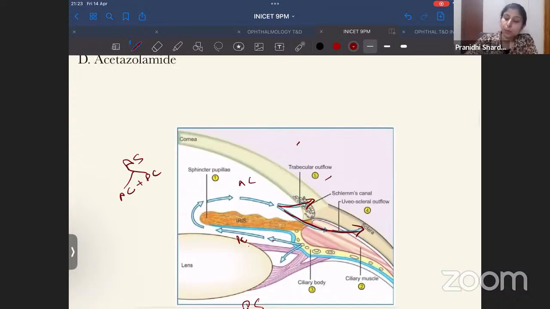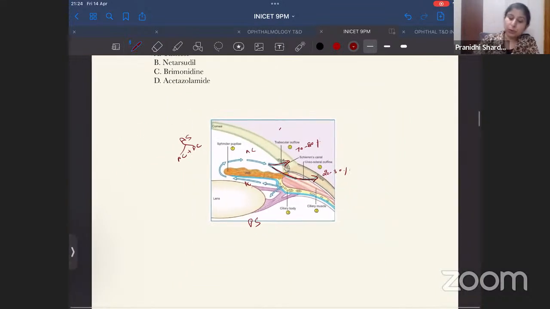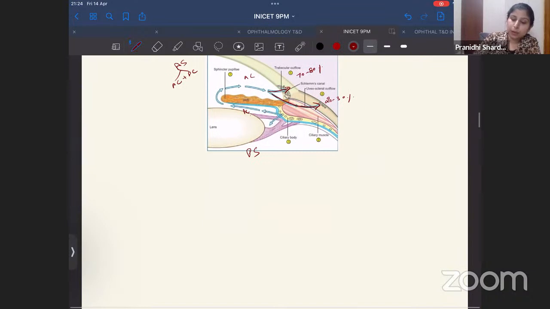Trabecular outflow comprises 70 to 80% of the outflow. Uveoscleral contributes 20 to 30% of the outflow. Since in glaucoma there is more aqueous, what is the treatment? Either we decrease the production or increase the outflow. We have learned this n number of times. The pharmacotherapy of glaucoma is either to decrease the production or increase the flow.